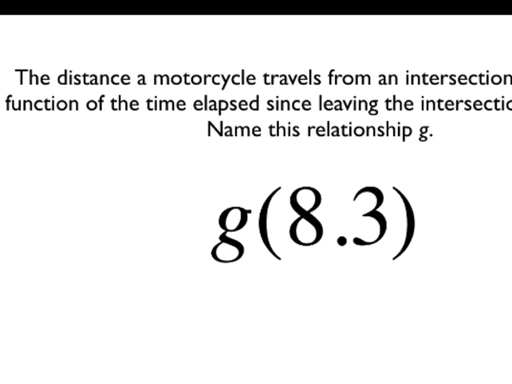So G and then parentheses. The whole thing? Yeah. Okay, so he's saying the whole thing represents the miles from the intersection. You agree with that? It's the distance from the intersection at 8.3 minutes. Okay, is G a variable or a parameter? What's that?